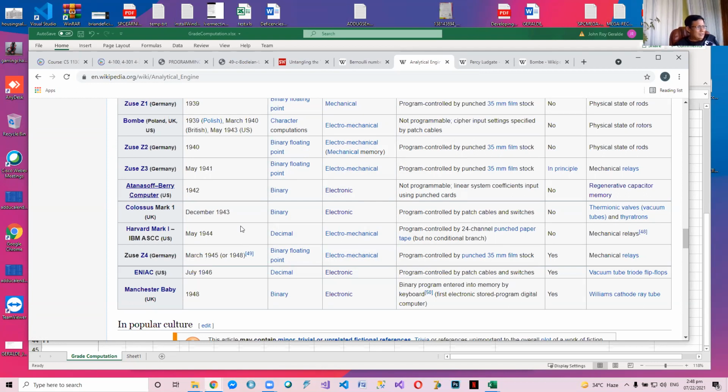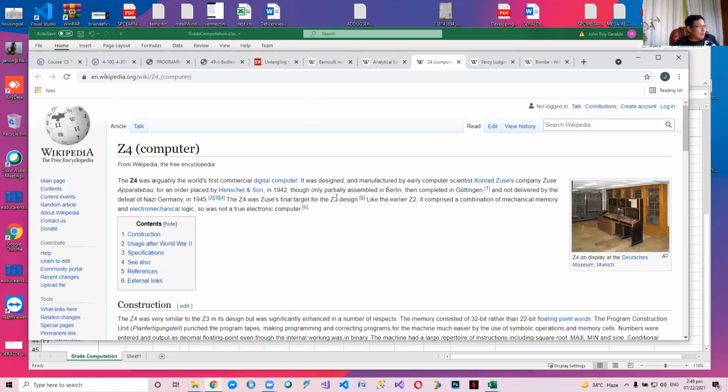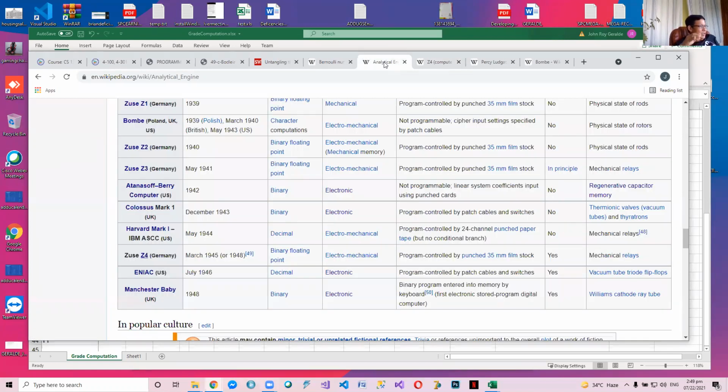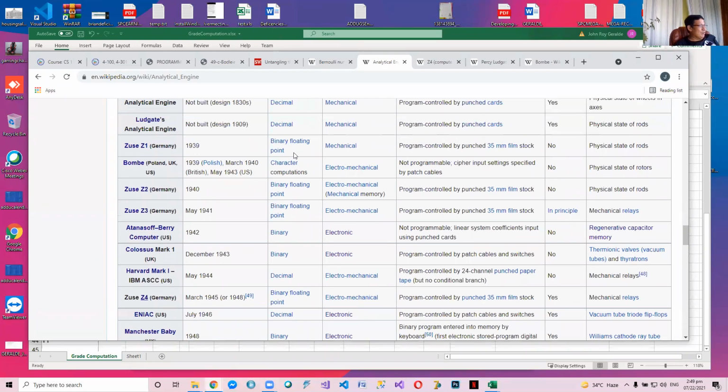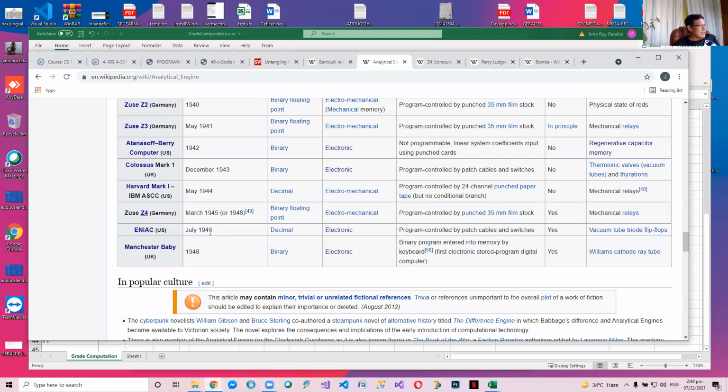Okay. So Zeus Z4, 1945. Z4 is the first commercial digital computer. It was the first digital computer which was sold commercially. Okay. So what was the first one sold? Because of course the ABC and the Mark I did not sell. The first commercially sold computer was Zeus Z4 by Konrad Zuse, also from Germany, from 1945 to 1948.